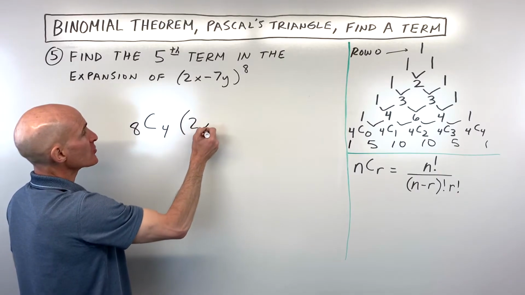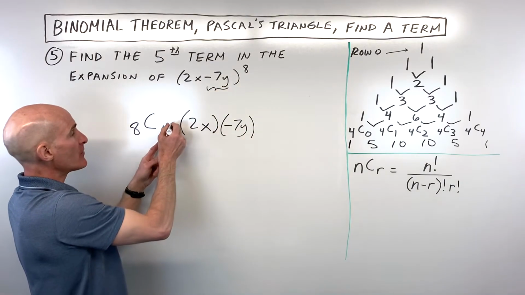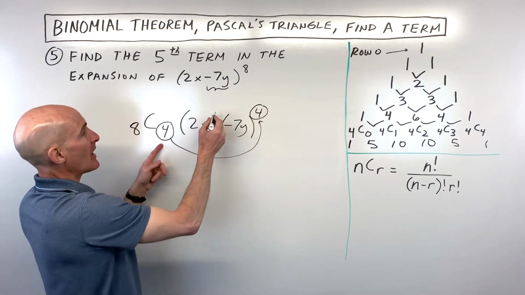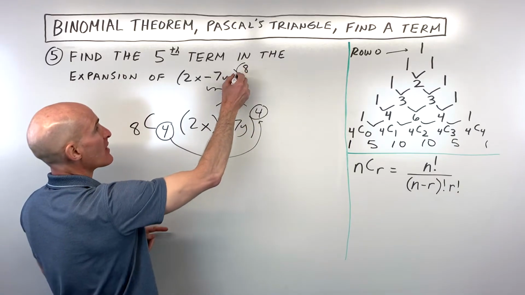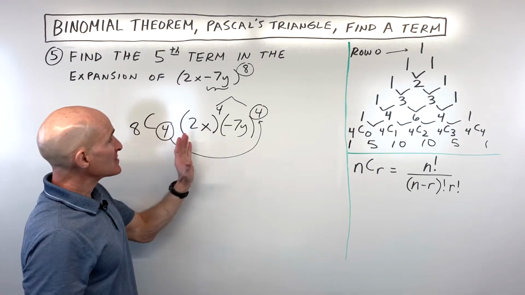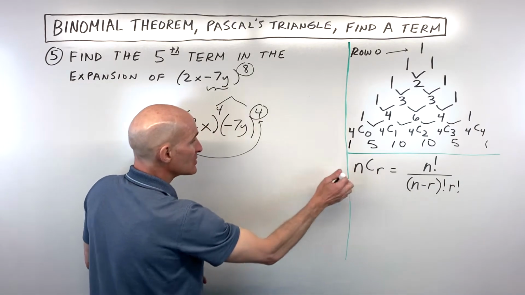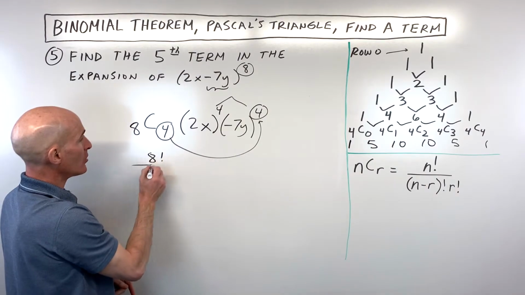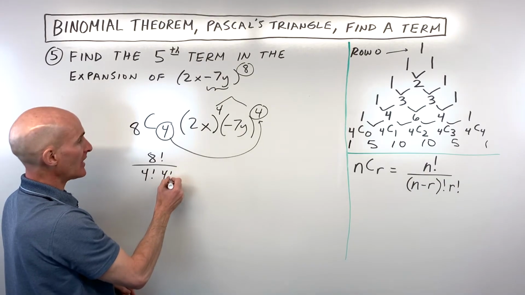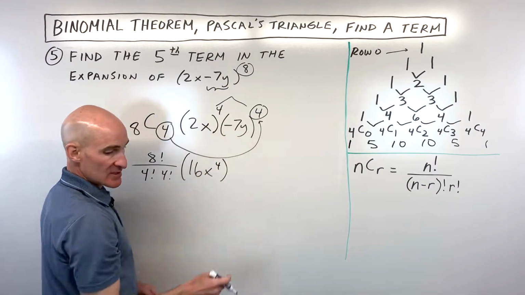Then we're going to take our first term, which is 2x, our second term, which is negative 7y. And remember the pattern here. This r value and the second term's exponent, they match. They're the same. These two exponents have to add up to this power here, 8. So that means that this has to be to the fourth power because 4 plus 4 is 8. So now we've zeroed in on that particular term. Let's just go ahead and simplify. So 8c4, using our combinations formula here, is going to be 8 factorial over 8 minus 4 factorial, 4 factorial. Okay, 2 to the fourth we know is 16, x to the fourth, and negative 7 to the fourth.